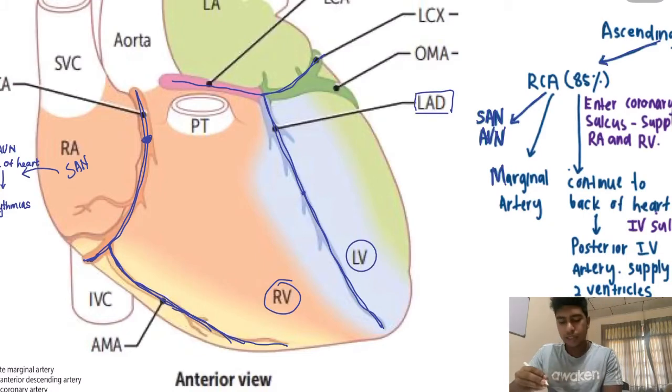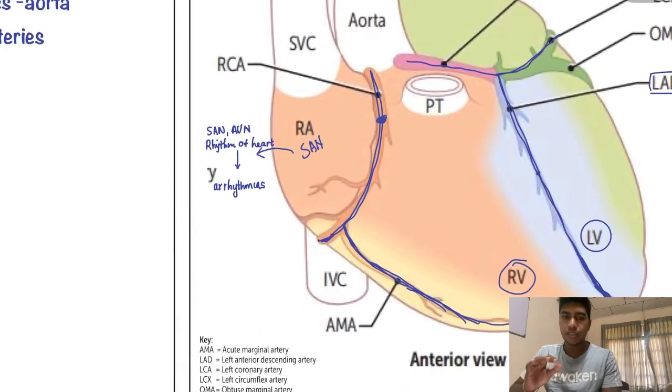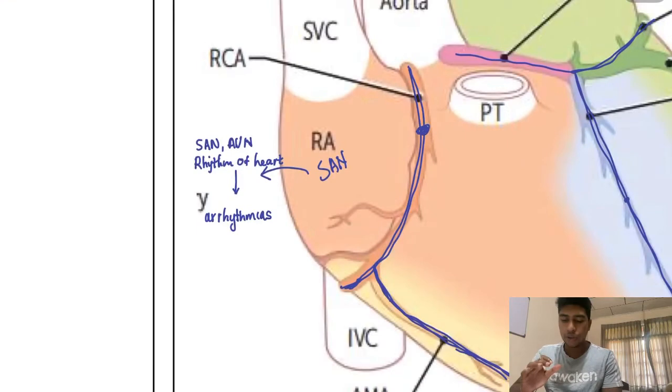What I need you to understand is, in cases of heart attack, the most commonly occluded artery is the left anterior descending. That means the supply to the left ventricle mostly is going to get affected. Again, in cases of heart attack, if they ask the question, what is the most likely artery to be occluded, it is the left anterior descending artery.